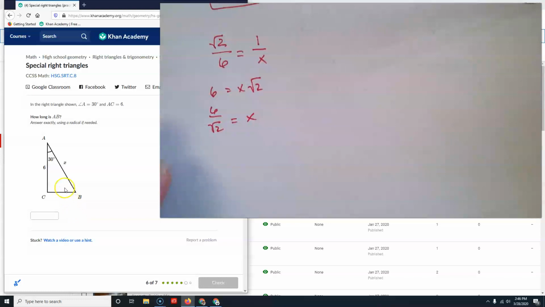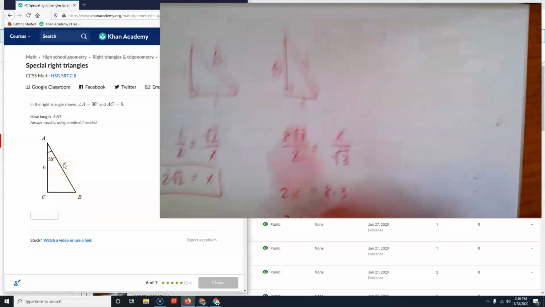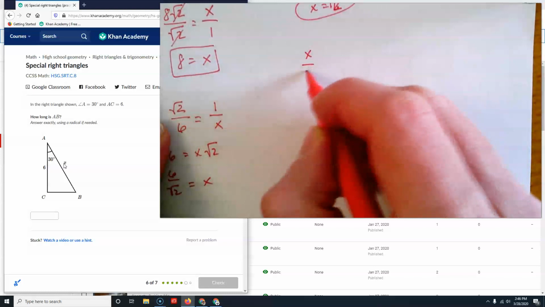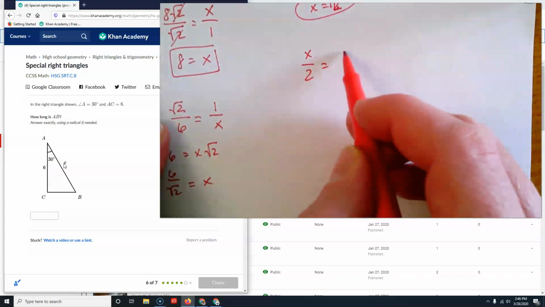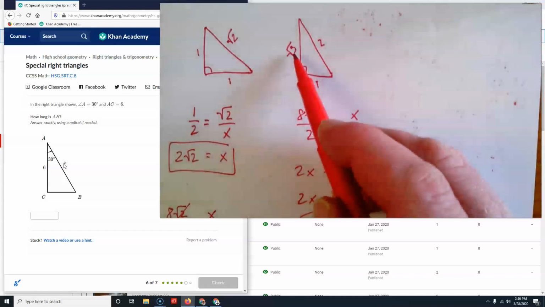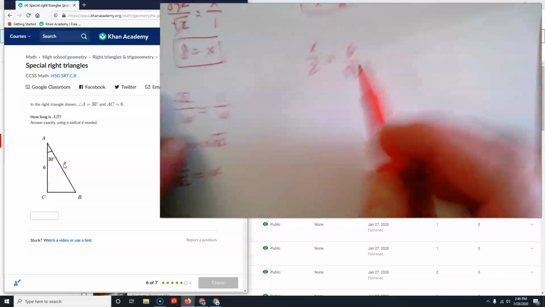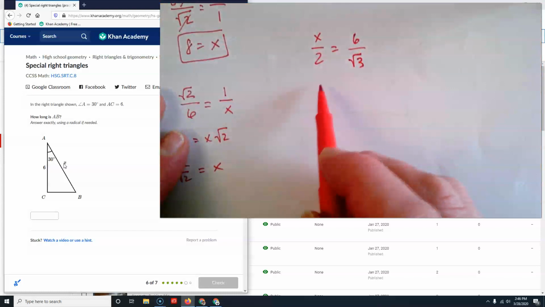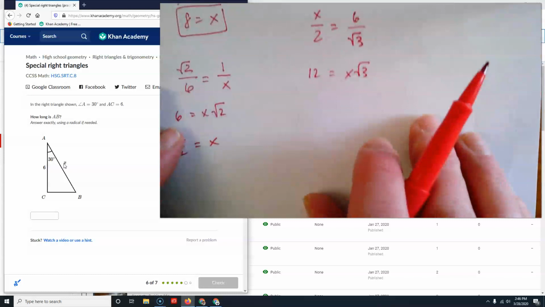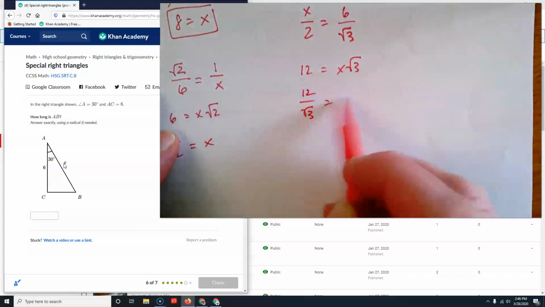Next question. This is a 30, 60, 90. So we've got x to 2, right? X to 2 equals 6 over, and that would be square root of 3. So let's take a look here. Cross multiply. 6 times 2 is 12 equals x times square root of 3. Divide by square root of 3 on both sides equals x.